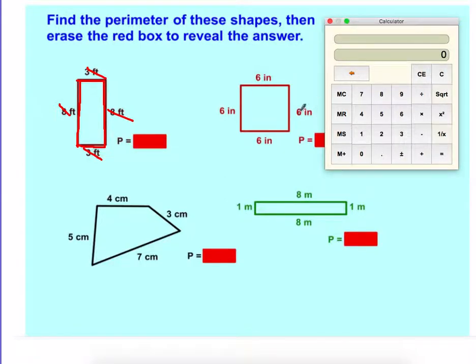Do I trust my first answer? Nope, because I could have put them in wrong. I might have transposed some numbers. We always check our question more than one time. So let's start with the 8s first and see if we get the same answer.